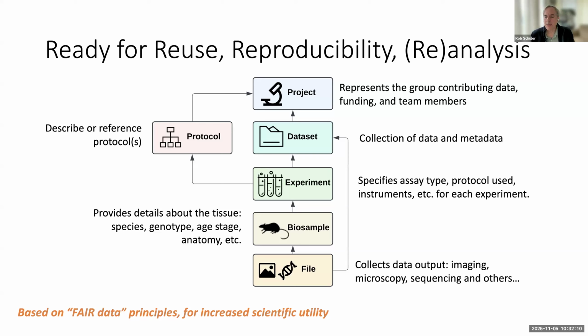There could be tags on it about the phenotypes observed, maybe relevance to a particular syndrome, and of course age, developmental stage, and anatomical sites where the sample was taken from. So you'll have those kinds of details at this biosample level. And then finally, we'll have files, whether it's imaging or sequencing or microscopy or other types of data.